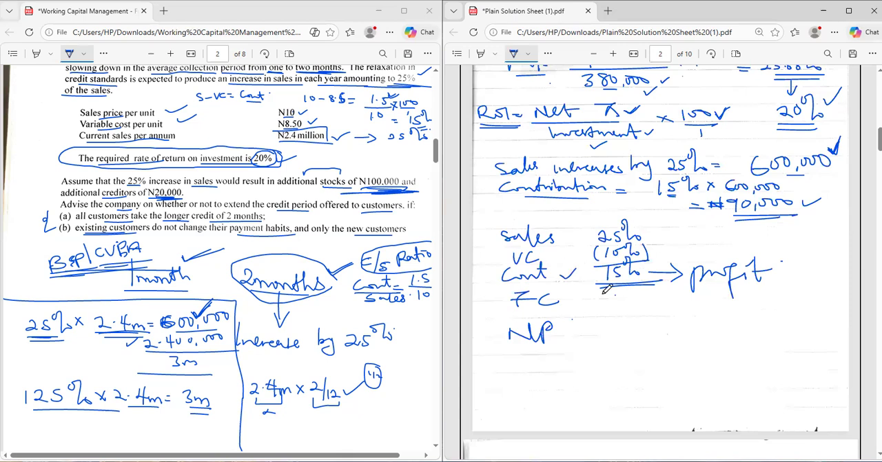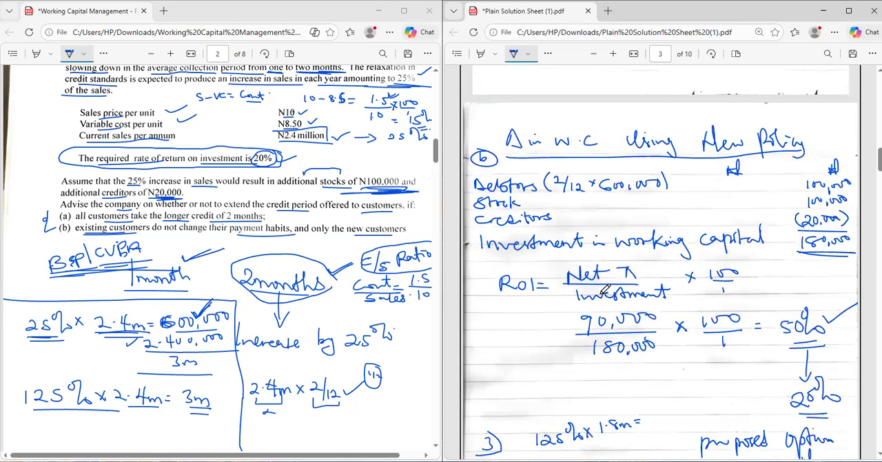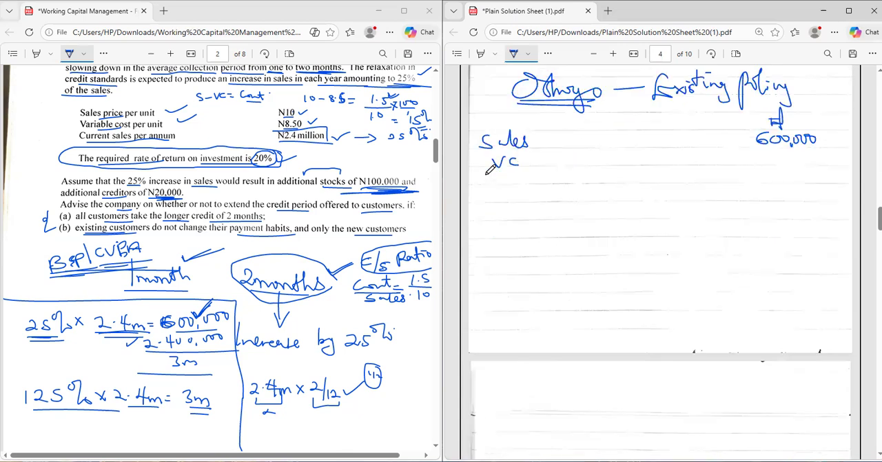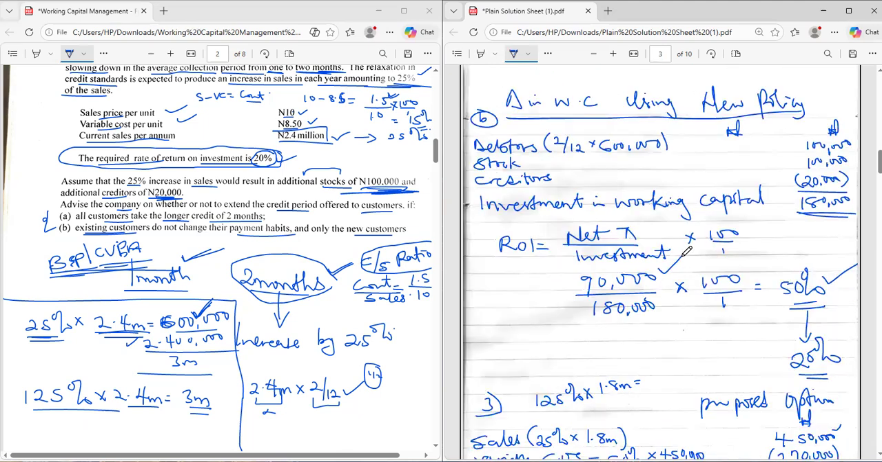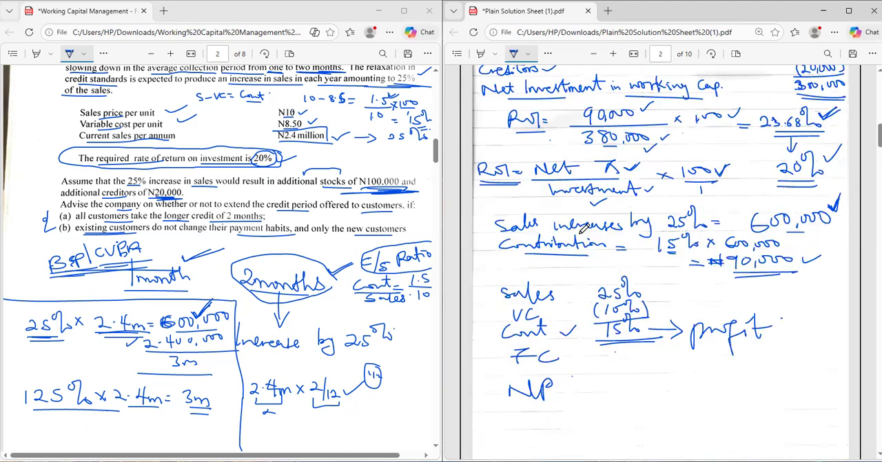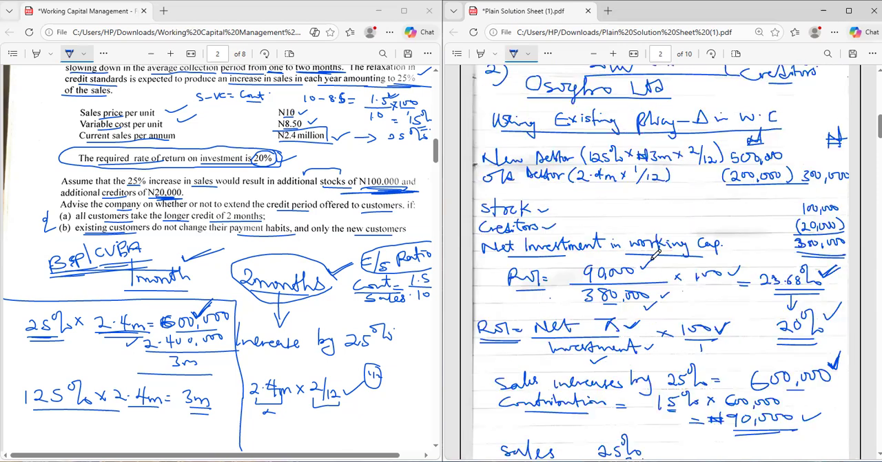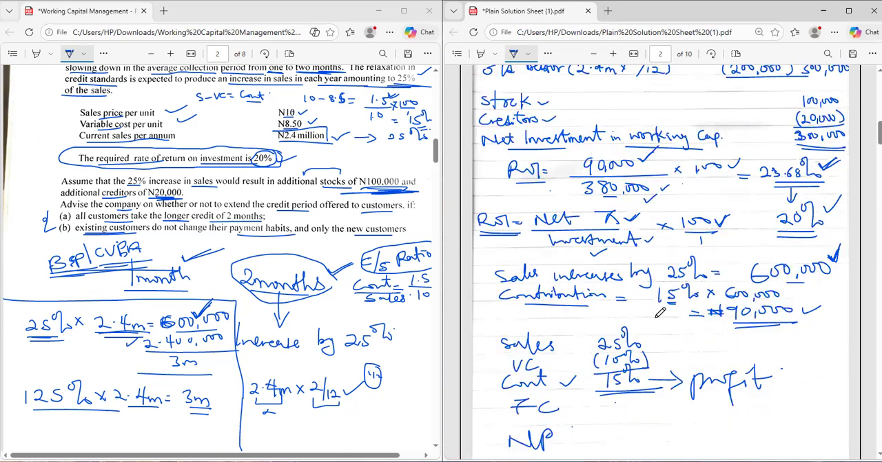Okay, hold on. So variable cost, and the other one will be what? Contribution. I think we calculated contribution before. What was our contribution? Stay with me. 90,000, Abi. We calculated it before. Contribution is 15% of this sales, 600,000, which is 90,000.